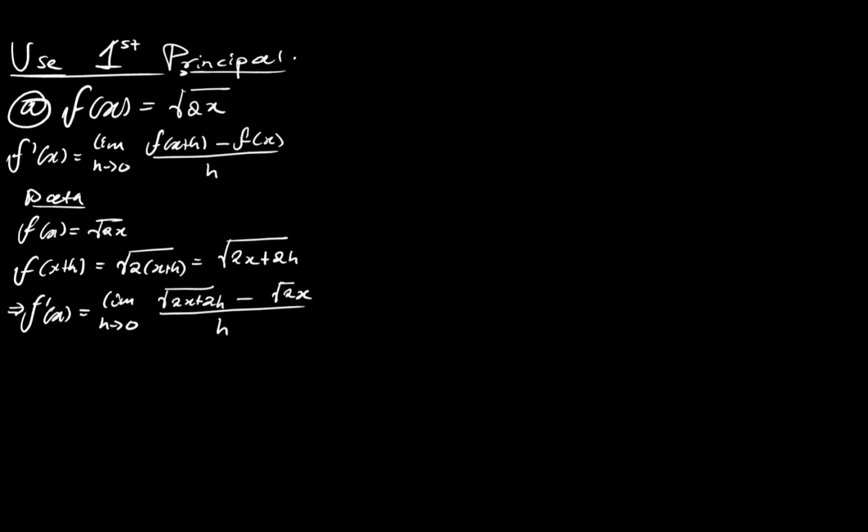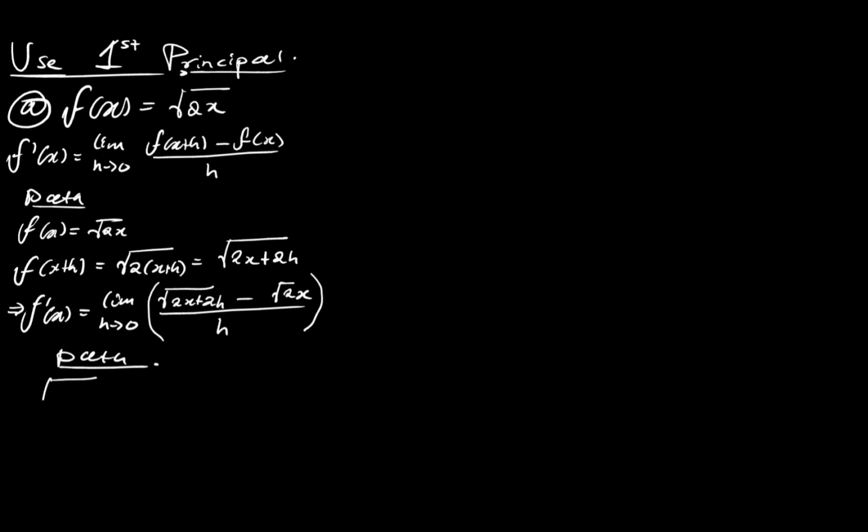Once we reach this point, the next thing we're supposed to do is to rationalize what we have. We're going to rationalize this portion. The reason why we're trying to rationalize is because if we plug in 0 where there's h, we get something undefined.